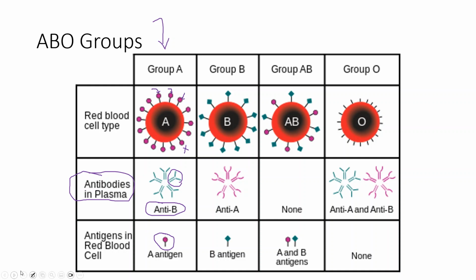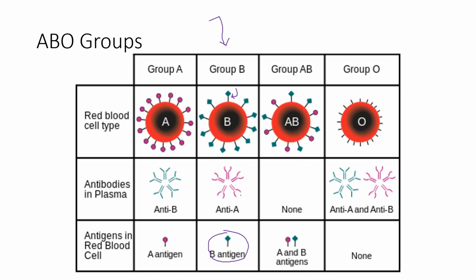Now let's look at group B. A person who is type B blood has different antigens on the surface of their red blood cells. Notice their antigens look kind of like a diamond. That's how you identify this one as type B blood, because they have a B antigen on the surface of their red blood cells. But look at what's happening in the plasma for a person that has type B blood. They have antibodies against the A antigen. They have A antibodies.